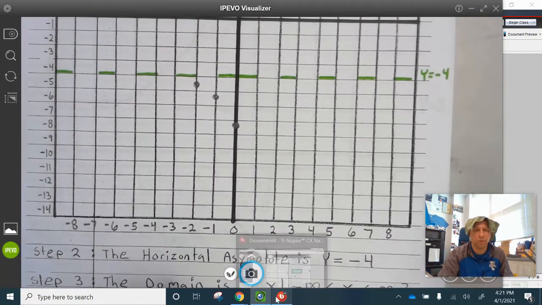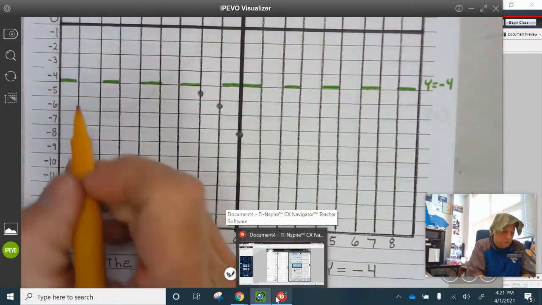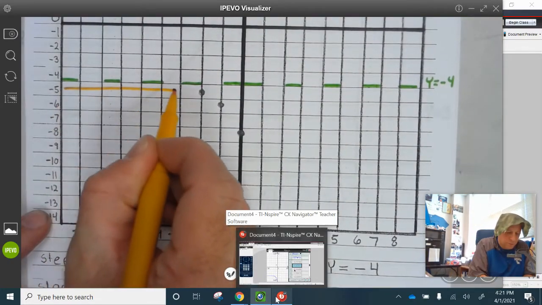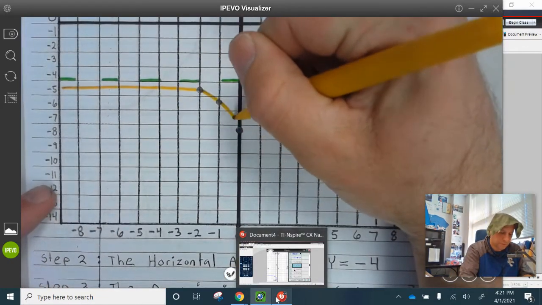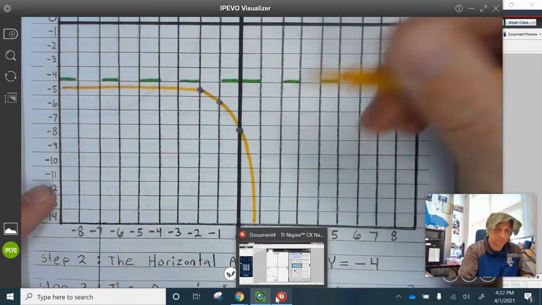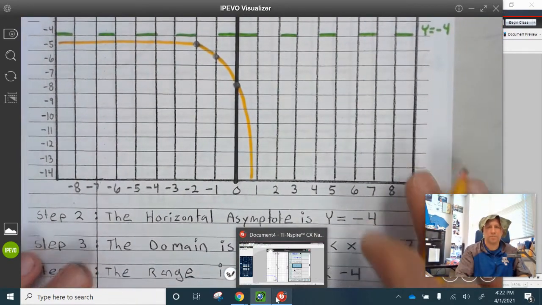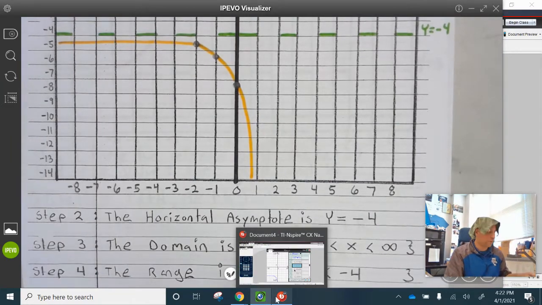Okay. So we have our points. We know this is going to fall along the asymptote. We're going to go through the points and go down. Okay. All right, go ahead and graph. Finish up the graph of example 3.